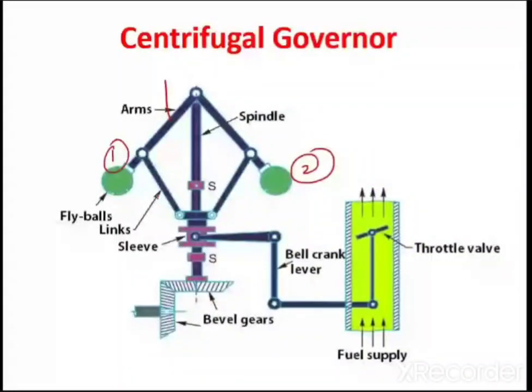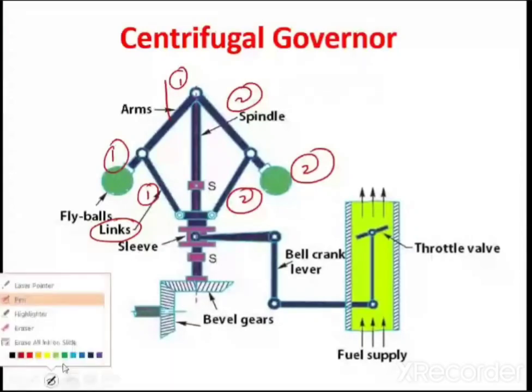Now attached to the arm, and similarly on the other side, it is attached to the links. So what we have in the centrifugal governor are two fly masses or two fly balls, then two arms, arm one, arm two, and then two links, link one and link two. In this way, it creates a kite-like section, with two masses attached to the arms and the links. So we have two links, two fly masses and two arms. I hope you understand this.